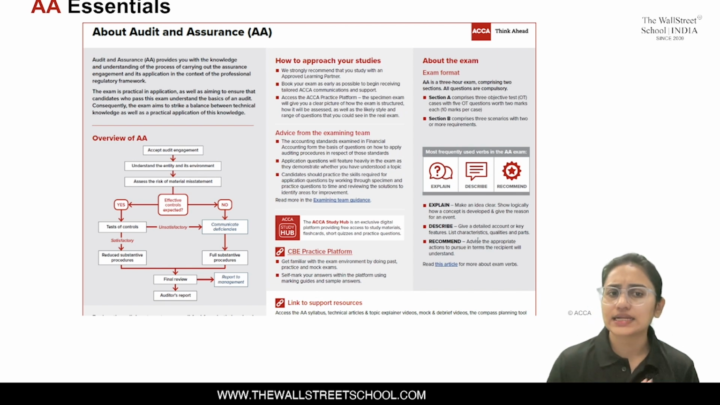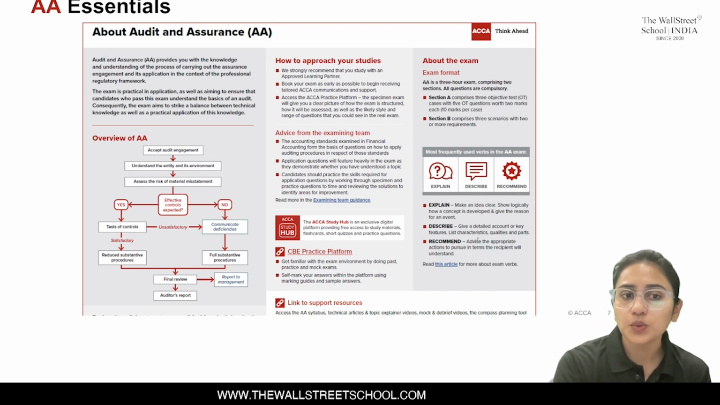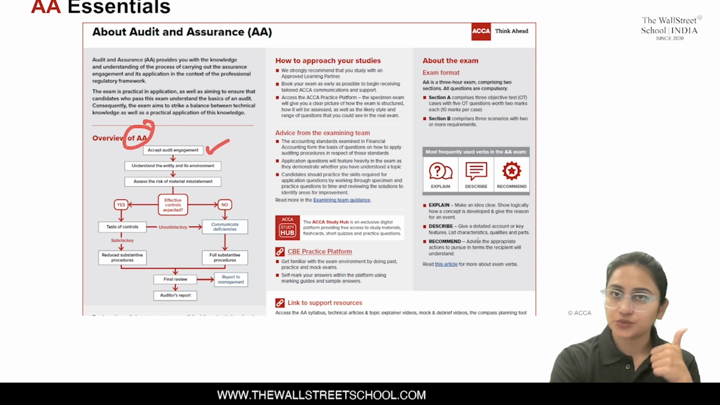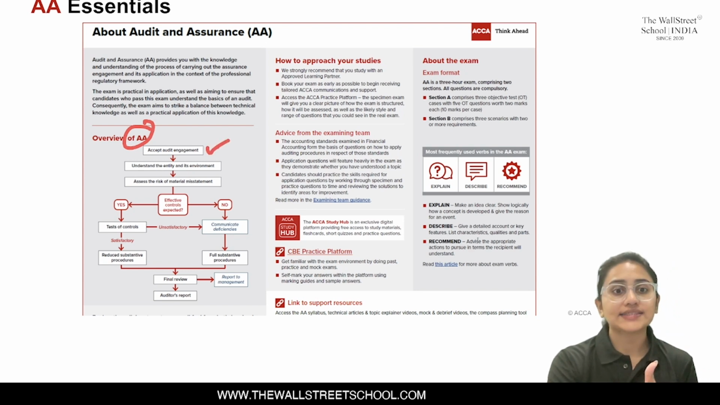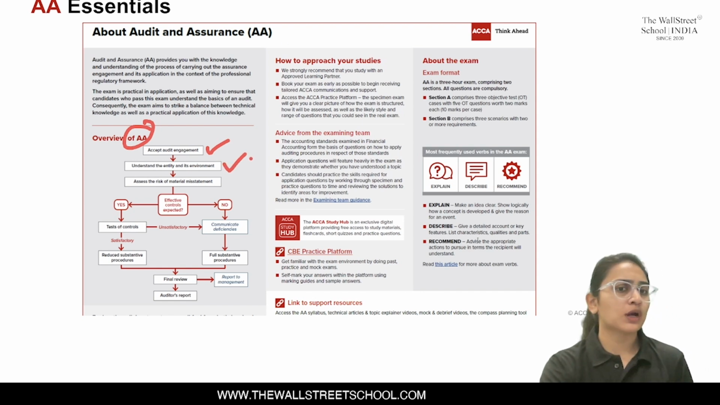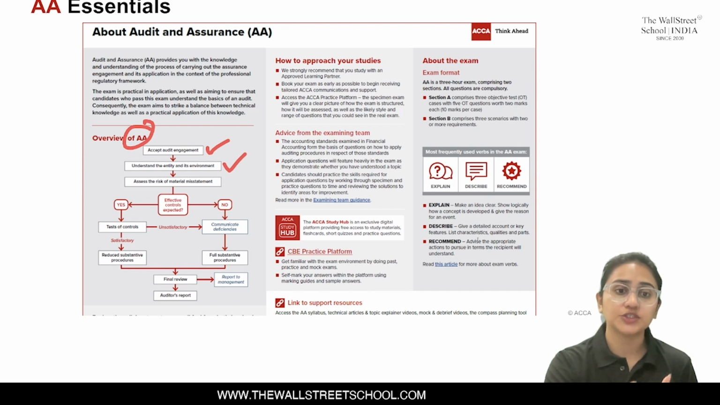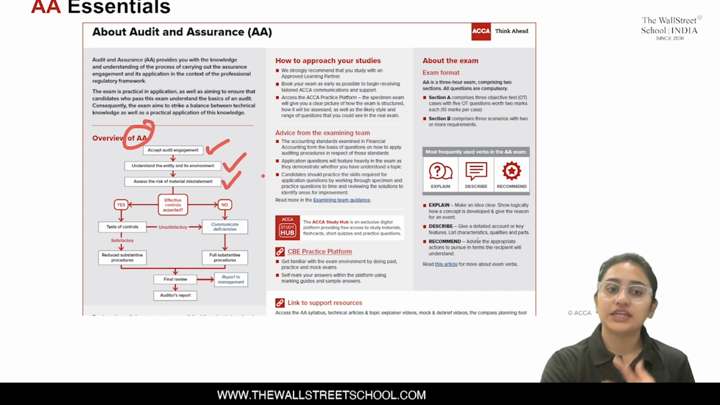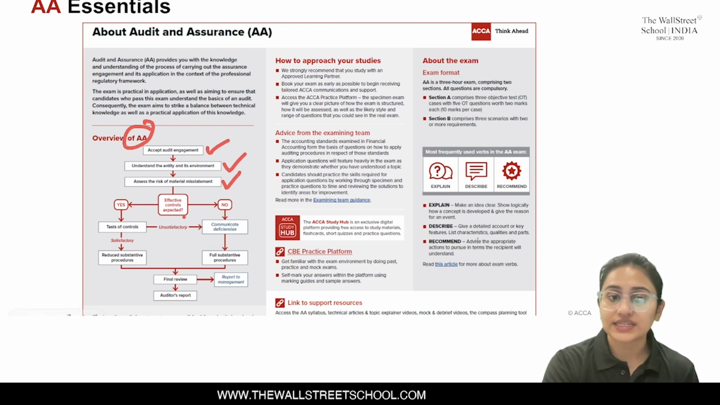So, what exactly is it? Overview of AA tells you accept an audit engagement first. After you accept an audit engagement, you have to understand the environment of the client whose engagement you have accepted, assess the risk of material misstatement, okay, then effective controls expected.